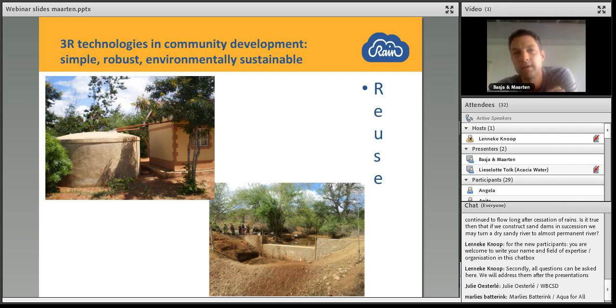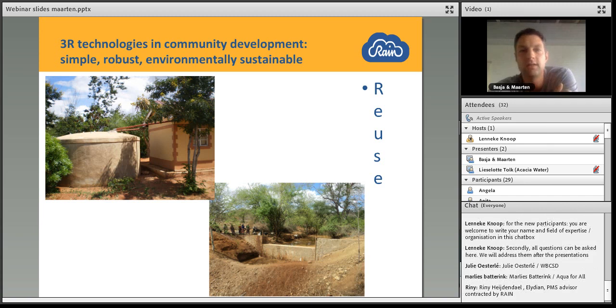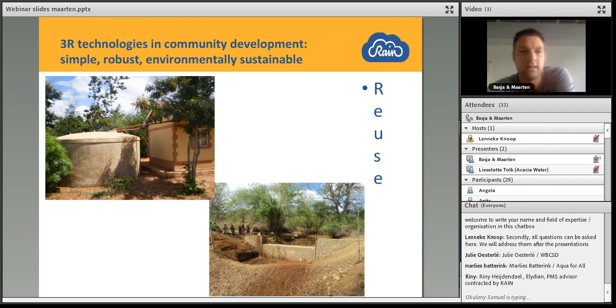I think, therefore, some of these 3R technologies, which are just walls in a seasonal river, for instance, are quite sustainable when it comes to water provision for development in arid lands and also semi-arid lands and even tropical or humid lands, basically because they require very little attention.